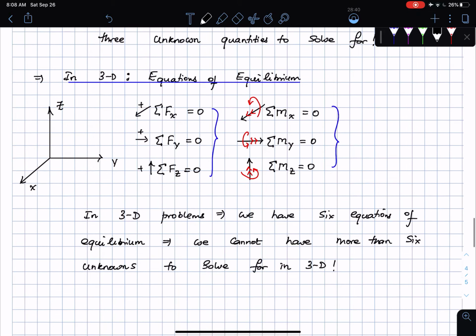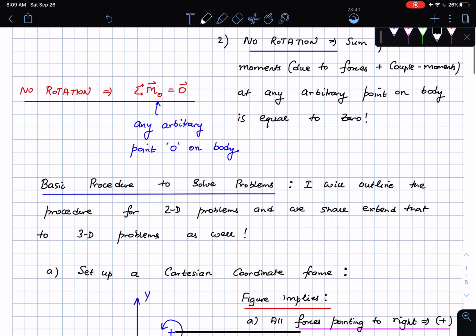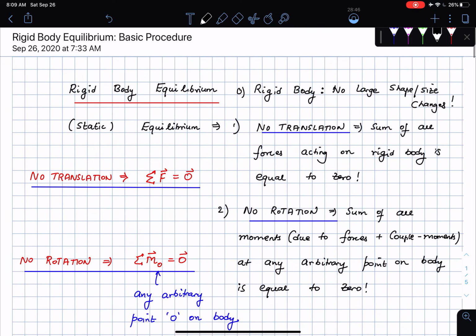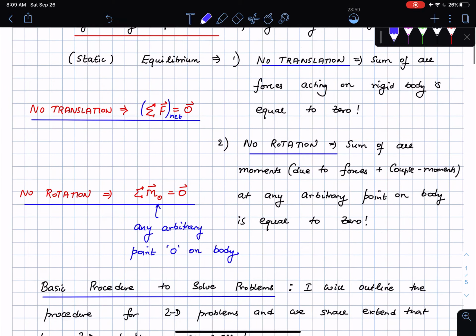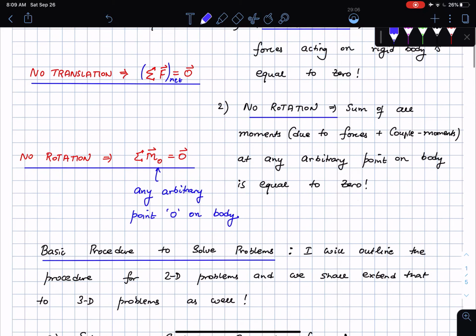Let me very briefly go back and give you a summary of what I'm doing here. When we say equilibrium, there is no translation, there is no rotation. If there is no translation, then the net force on the body is going to be 0. You can say this is the net force on the body. And you can also say that the net moment about any point O is going to be equal to 0. This is the basic idea of equilibrium.